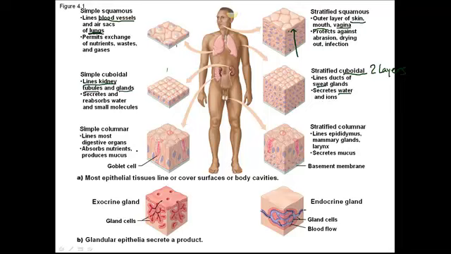Okay, moving on to columnar. Simple columnar, 1 layer. You see all the bottoms of the cells touch that basement membrane, and they're taller than they are wide. And these line the digestive tract, and they have little projections on them called microvilli to increase surface area so they can absorb all the food that you eat. And they definitely produce mucus. They have a modified cell in them called a mucus cell, or a goblet cell, and that produces mucus.